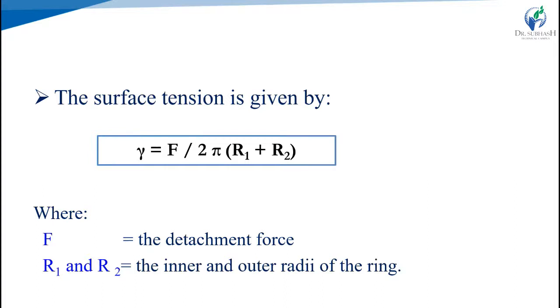Surface tension is equal to F upon 2 pi (R1 plus R2). Otherwise, we can write surface tension is equal to F upon 4 pi R square, taking twice the length. So F, the detachment force, is the principle of the Du Noüy ring method. Here R1 and R2 are the inner and outer radius of the ring.